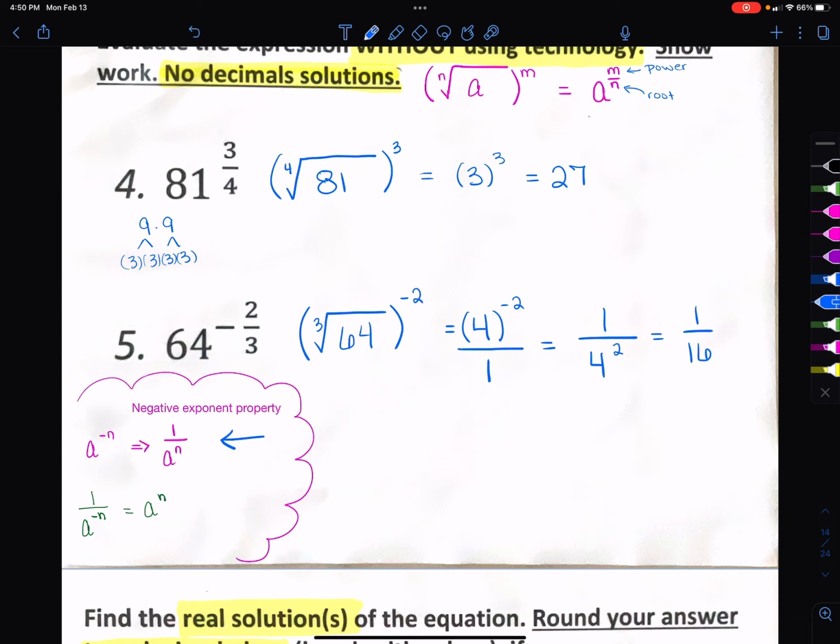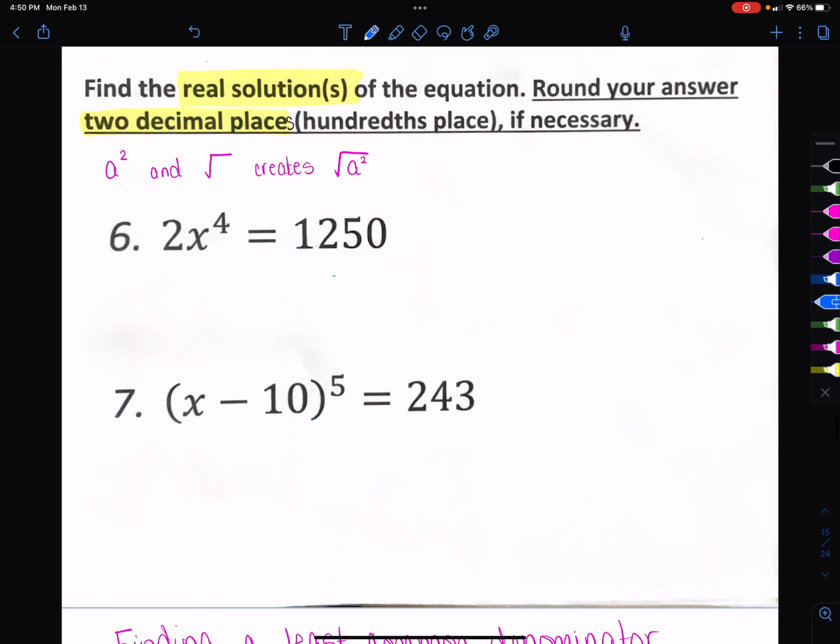All right, let's go ahead and go on to the next slide. Here they're asking us to find real solutions. When they're asking us to find real solutions, that's when we have to consider if there's a plus or minus involved, a positive and a negative solution. One of the things that we talked about in class is that if we have a square and a square root combined, it's going to create the square root of a squared. The square root and square, or an index of 2 and a power of 2, cancel out, and all I'm left with is the value that remains.